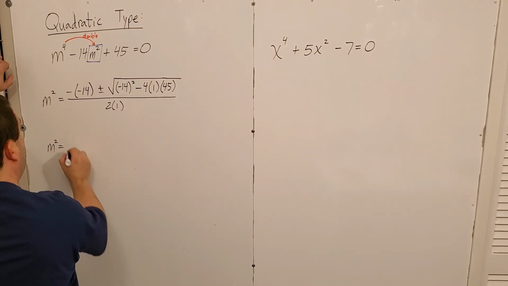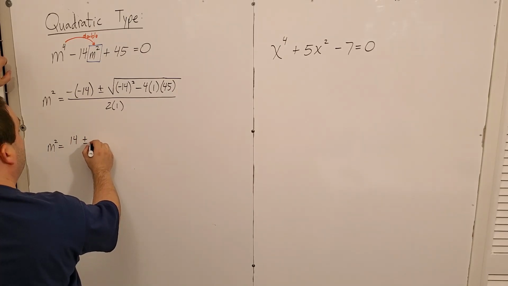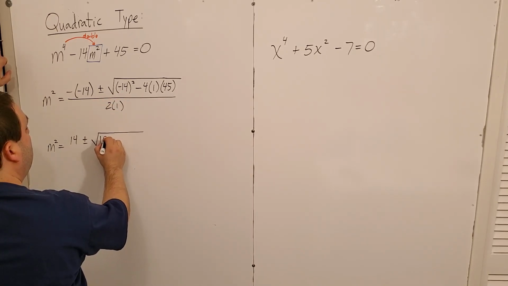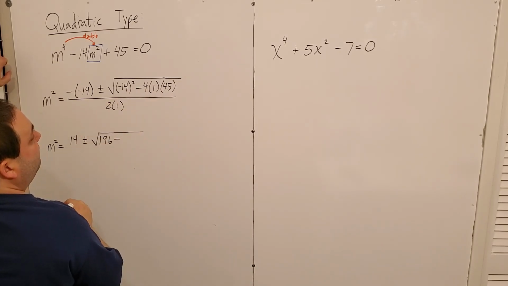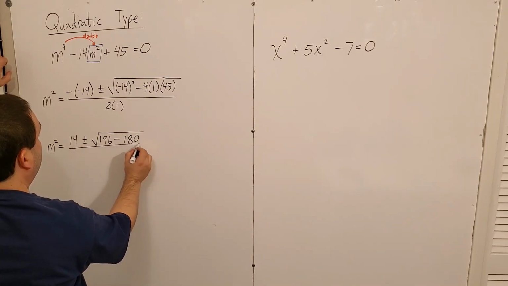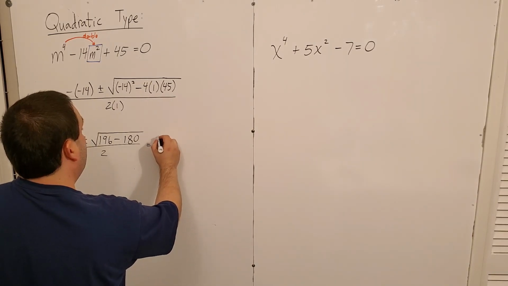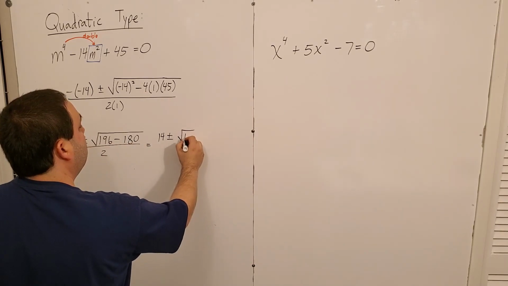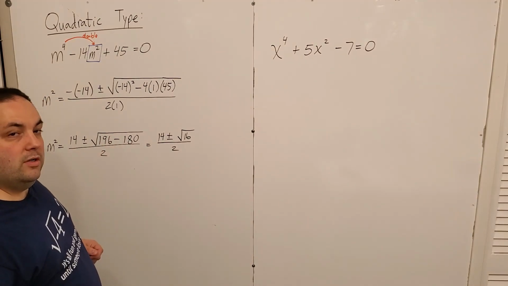So let's go ahead and start writing out our next step. m squared is equal to 14 plus or minus the square root of 14 squared, which is 196, minus 4 times 45, which is 180, all over 2. Alrighty, so I've got 14 plus or minus the square root of 16, all over 2. Yay, square root of 16, right?